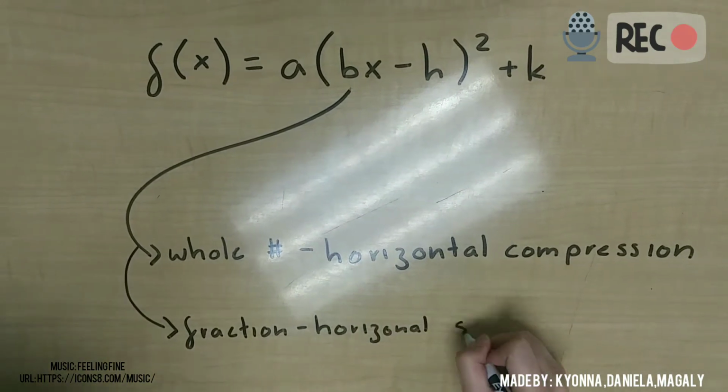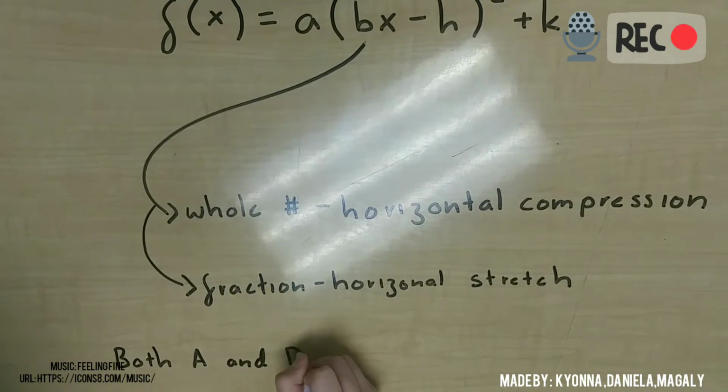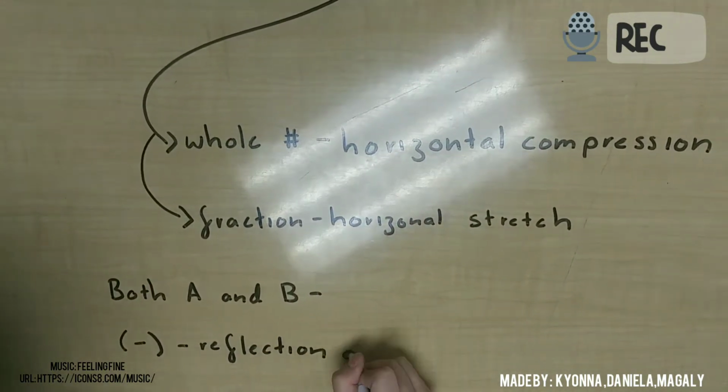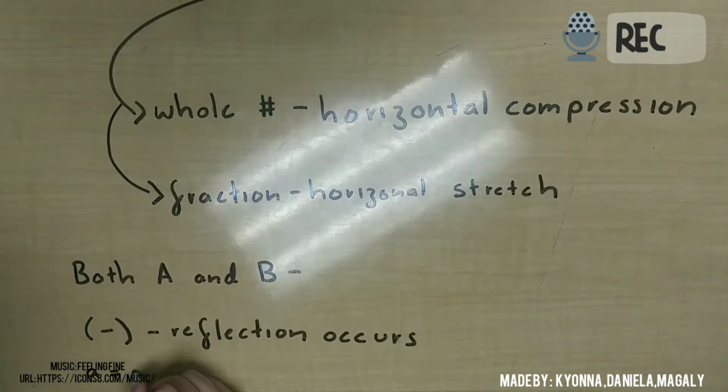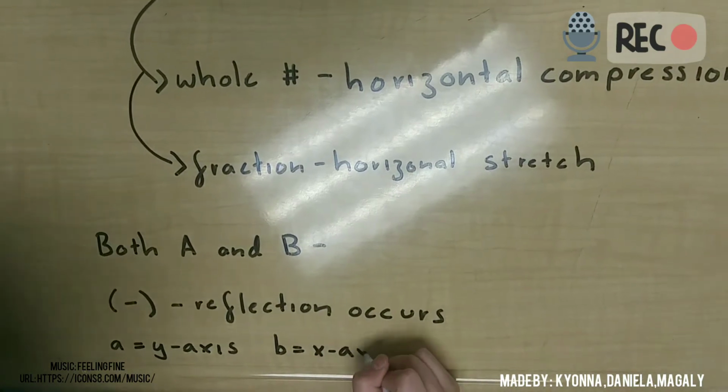For both variables a and b, the function is reflected when the sign changes from positive to negative. If a is negative, the function reflects over the y-axis. In the same sense, if b is negative, the function reflects over the x-axis.